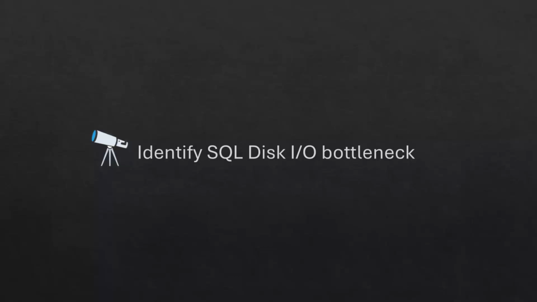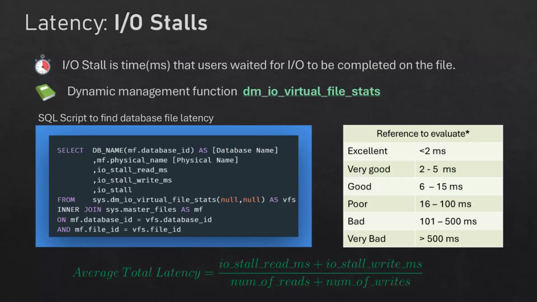So we'll start with the first. First is latency, IO stalls. Now, IO stall: whenever SQL Server is waiting for some IO, it will store this as an IO stall in its database, right? And this data is available using a dynamic management view called sys.dm_io_virtual_file_stats.